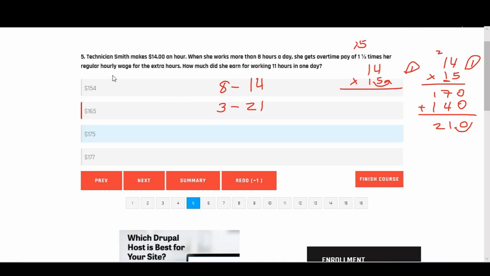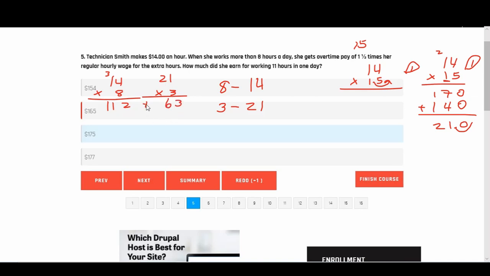So now I'm going to do 14 times 8 and 21 times 3. Then I'm going to add these two products together to find out how much she's going to earn in total in a day. 8 times 4 is 32. Carry the 3. 1 times 8 is 8. 8, 9, 10, 11. So 8 plus 3 is 11. 1 times 3 is 3. 2 times 3 is 6.